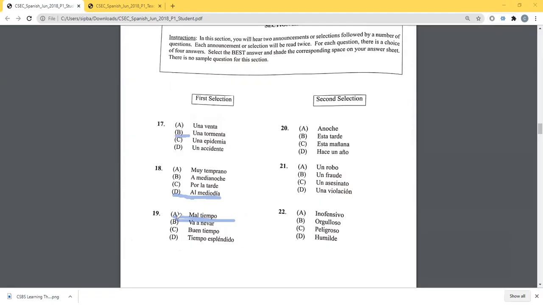If you could, if you understood that, you understood it. I'm going to read it again. Bueno. All right, don't forget I'm going to translate at the end as well. Bueno.